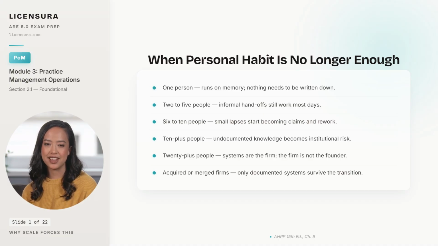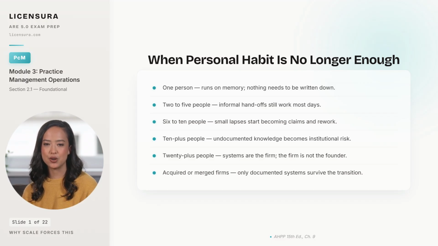Somewhere between 6 and 10 people, small lapses in coordination start surfacing as claims and rework. The volume of decisions exceeds what any one principal can keep in their head. At 10 and above, undocumented knowledge becomes institutional risk because every staff member who leaves takes a chunk of how things work with them. By 20 people, the systems are the firm.